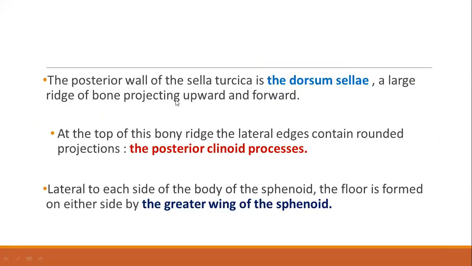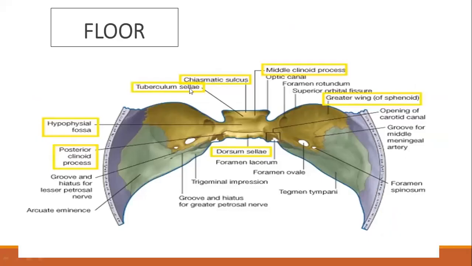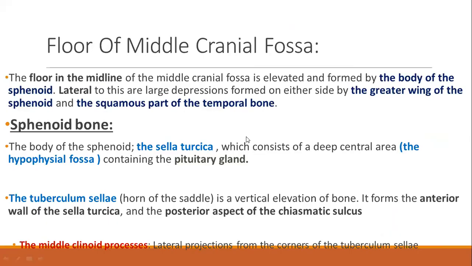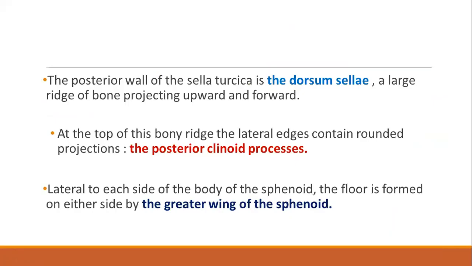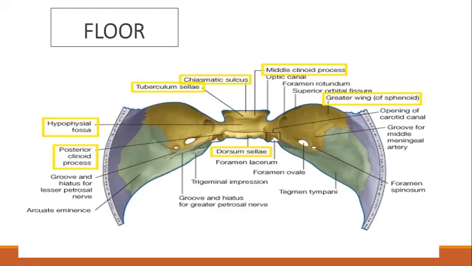The posterior wall of the sella turcica is the dorsum sellae, a large ridge of bone projecting upward and forward. As I mentioned, this is the dorsum sellae. At the top of this bony ridge, the lateral edge contains a rounded projection, the posterior clinoid process. Lateral to each side of the body of the sphenoid, the floor is formed on either side by the greater wing of the sphenoid.